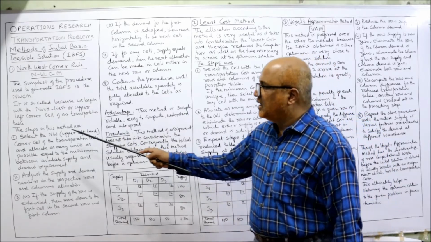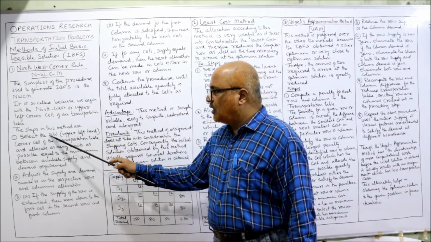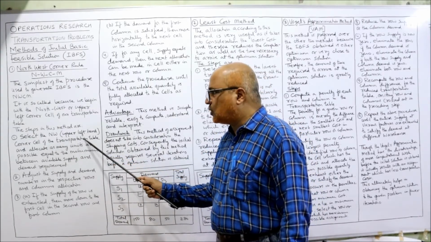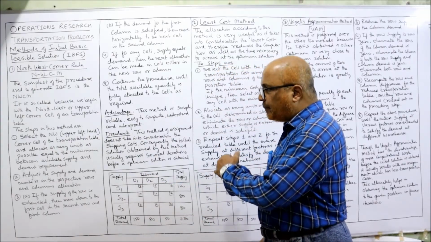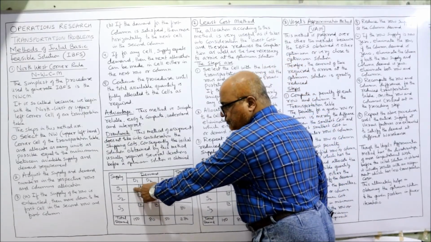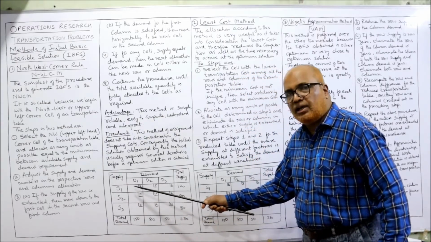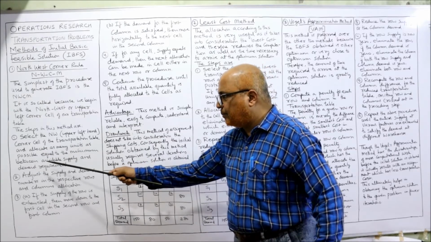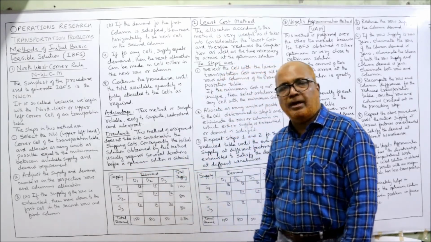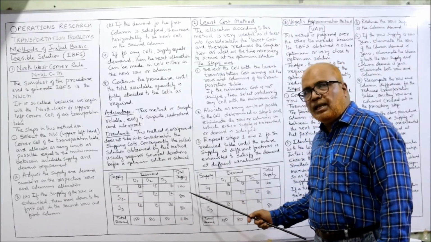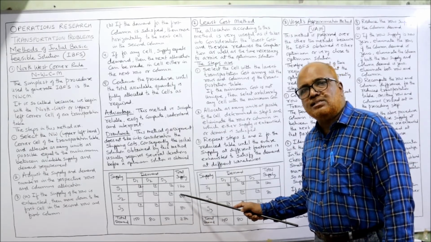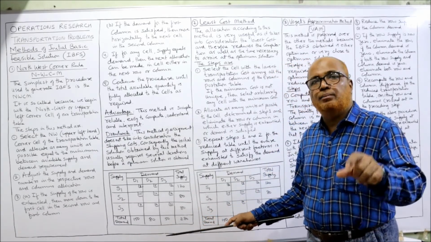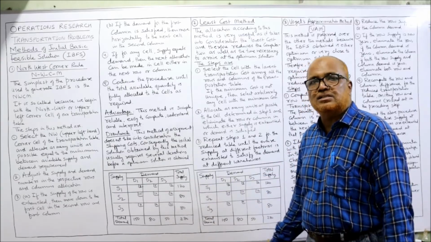The steps in this method are: select the northwest or upper left hand corner cell of the transportation table. Upper left hand means this one. So we have to allocate first in this cell. Then allocate as many units as possible, equal to the minimum between the available supply and the demand requirement. That is the minimum of row total and column total. The row total is the supply and the column total is the demand. Whichever is lower will be the allocation in the first cell.